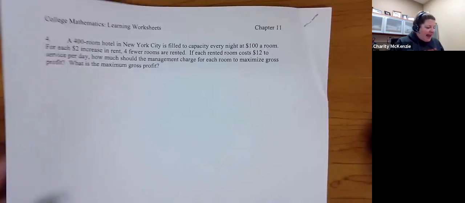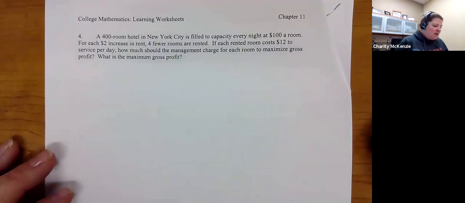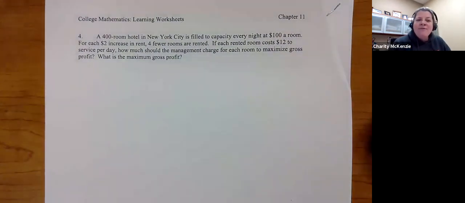Last one that I have. So number 4, a 400-room hotel in New York City is filled to capacity every night at $100 per room. For each $2 increase in rent, 4 fewer rooms are rented. If each room costs $12 to service every day, how much should the management charge for each room to maximize its gross profit? What is the max gross profit?